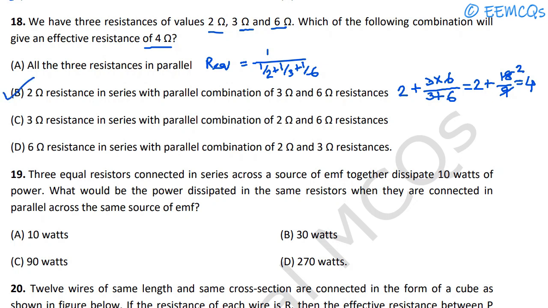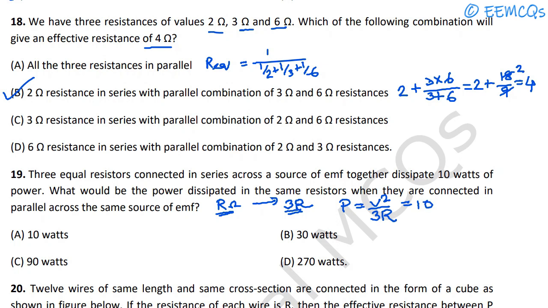Now question number 19. Three equal resistors connected in series across a source of EMF together dissipate 10 watts of power. Three equal resistors. Let the resistor having resistance of R ohm. Okay. So three resistors in series. So this will give you 3R. And let the power P, as we know, is equal to V square by R. So V square by 3R. This is here 10 watts.